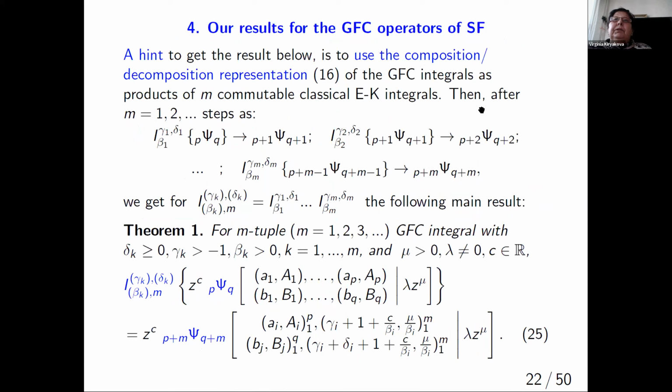So using the composition property of the generalized fractional calculus operator, we have the following idea. If we apply once an Erdélyi-Kober operator to the p psi q function, we increase its indices by 1. A next application of another Erdélyi-Kober operator again increases the indices by 1, and so the final result you see in Theorem 1 is that the generalized fractional calculus integral of the p psi q function, with also additional powers and arguments, is always the same kind of function where p and q are increased by m, where m is the multiplicity of the operator.